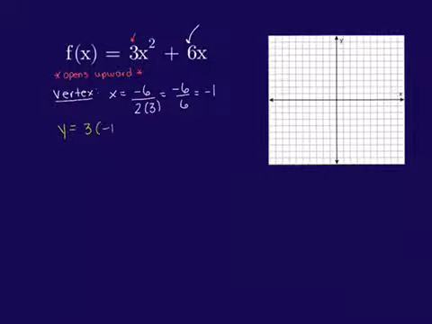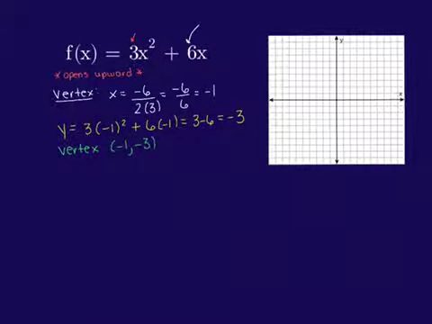3 times -1 squared plus 6 times -1. So that gives us 3 minus 6, which is -3. So our vertex is at -1, -3. And remember, this is also our axis of symmetry. So our axis of symmetry is an equation because it's a line. It's at x equals -1.